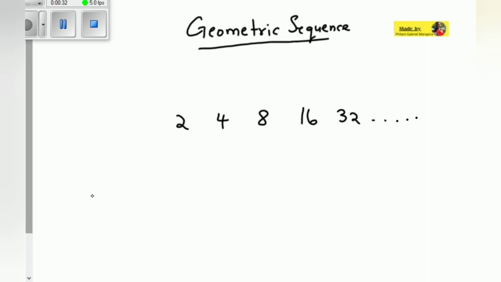So here you can see that to get to 4 from 2, we can add 2, but then we cannot carry on with the pattern. If we add 2 here, we are supposed to get 6. So that makes it not an arithmetic sequence.